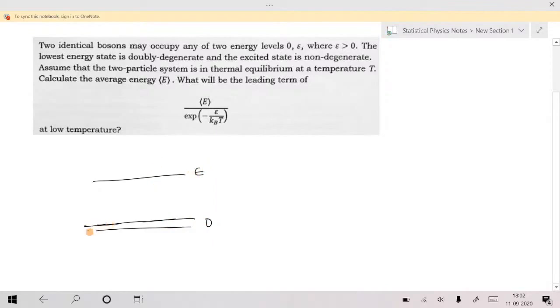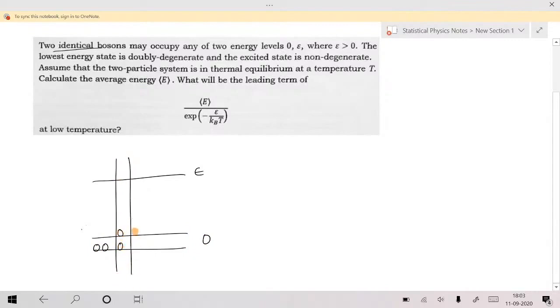The excited state is E actually. So you have two identical bosons. You can put both of the identical bosons here. Wait a second, let me draw it again. These are degenerate levels, both have energy 0. So both bosons here, one here, both here, one here, both here, one here. Am I right?